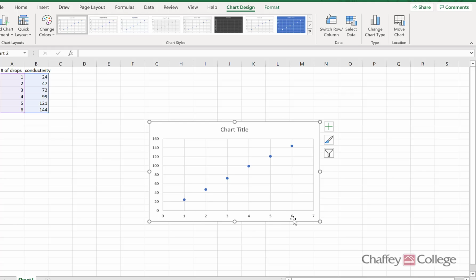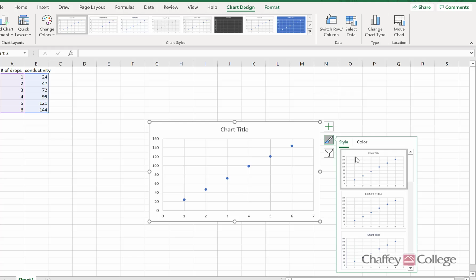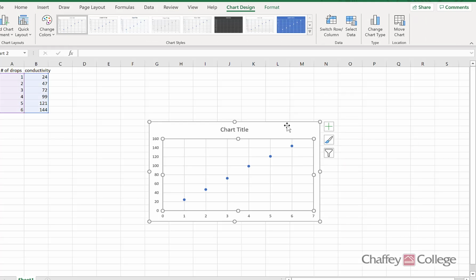The x-axis is the number of drops, and the y-axis is the conductivity. We can edit the plot if you want to. You can change the color and style, all those things. It's unnecessary at this point, so we're going to leave it this way. We could also write the x-axis and y-axis titles, but those are not needed at this point.